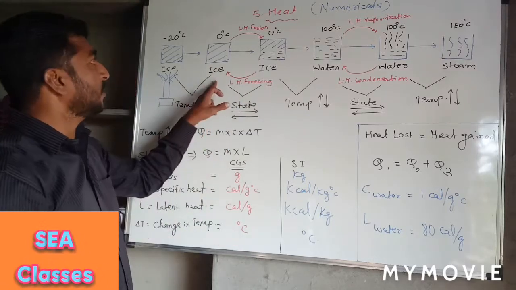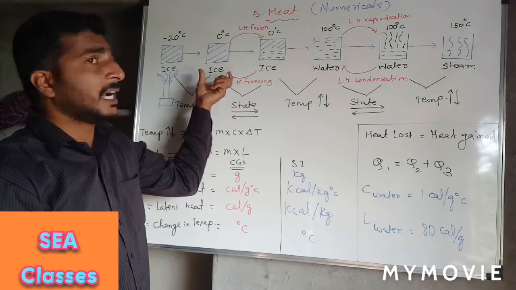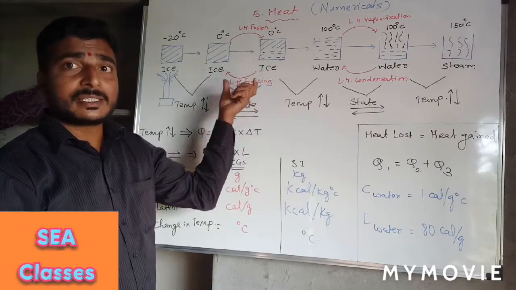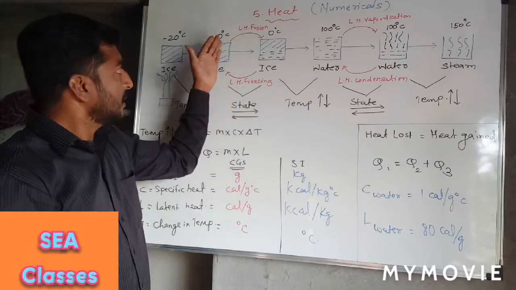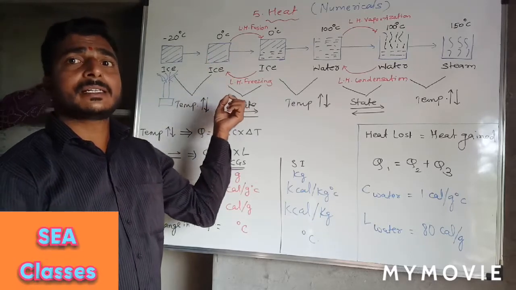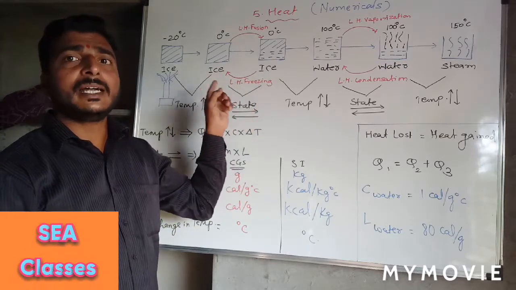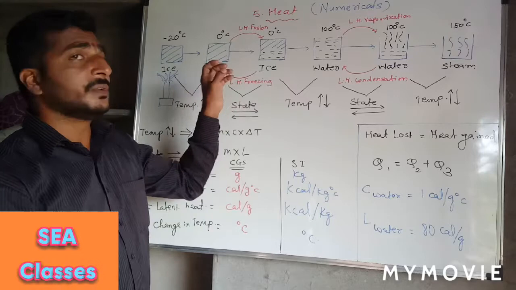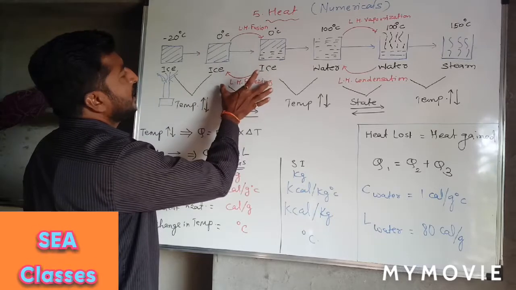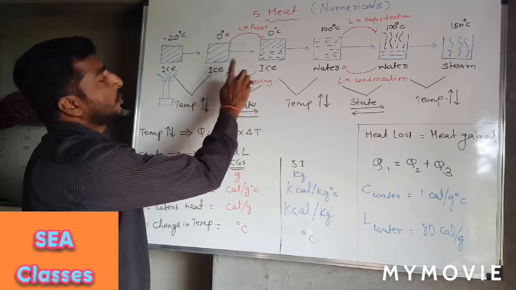What will happen? The state of the ice, which is in solid form, will start melting. The melting point of ice is 0 degrees Celsius, and it will continue to melt until the last piece of ice gets converted into water. When it is changing the state, the temperature of the ice will remain constant. So the heat energy is utilized from this stage to this stage to change the state from solid to liquid.